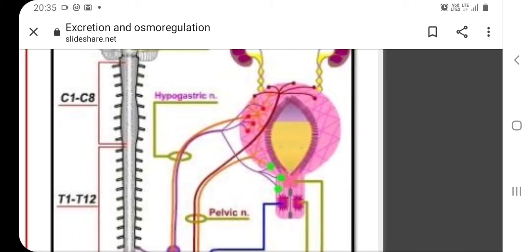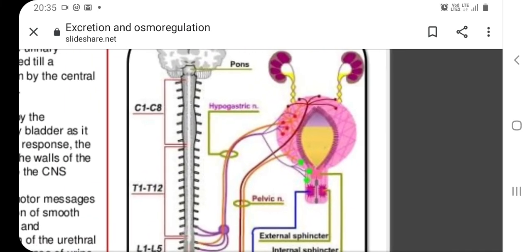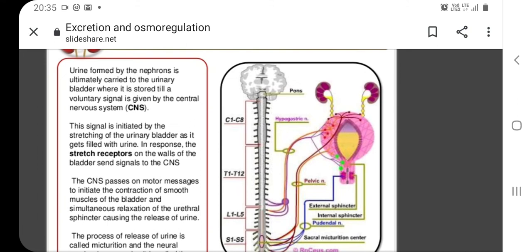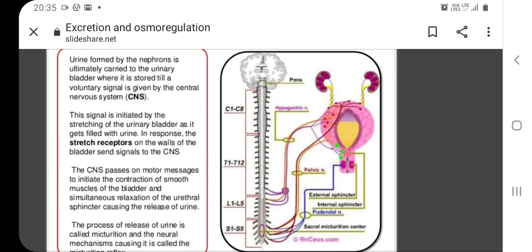triggers the impulse, and this impulse is carried to the central nervous system by peripheral nerves to the spinal cord. As you can see, the nerves innervating the spinal cord at the L1 to L5 and S1 to S5 region.